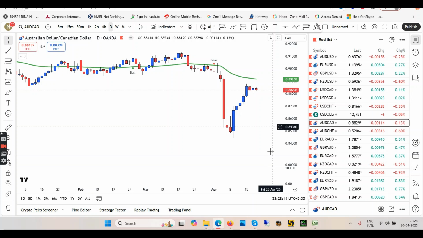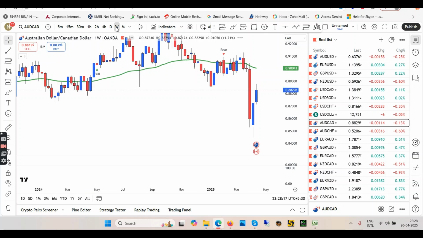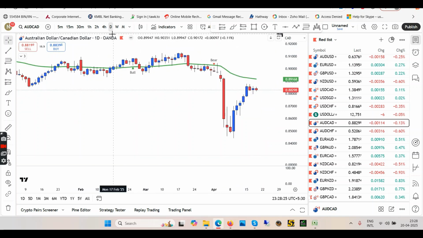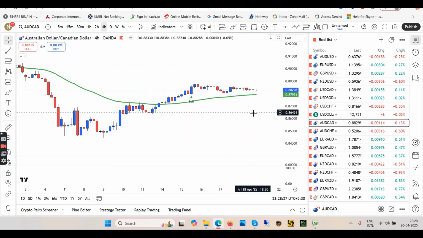So we will start with our basics, which remain quite simple. We'll start with a top down approach. So we'll start with the weekly time frame. In the weekly time frame, we can see that the pair is still in the downtrend. Daily is still in the downtrend, and 4-hour is in the uptrend.